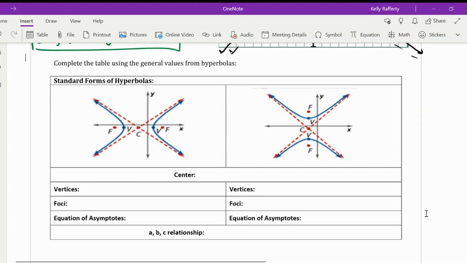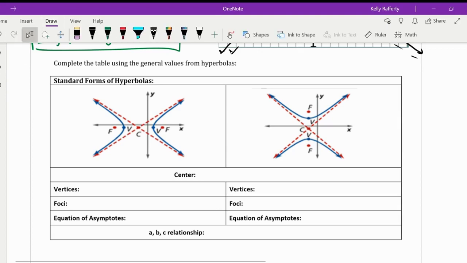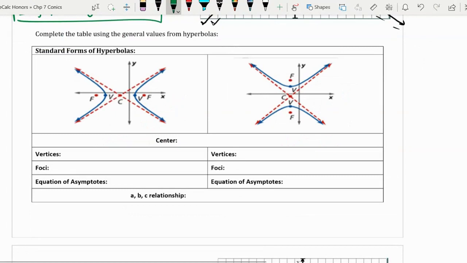All right, so just some general information about our hyperbolas here. I already did an example in a previous video that showed you how to graph, but this is the general information when we're putting it in this chart form, just to have and be able to work it all out. So the center of our hyperbola is just like the center of an ellipse.